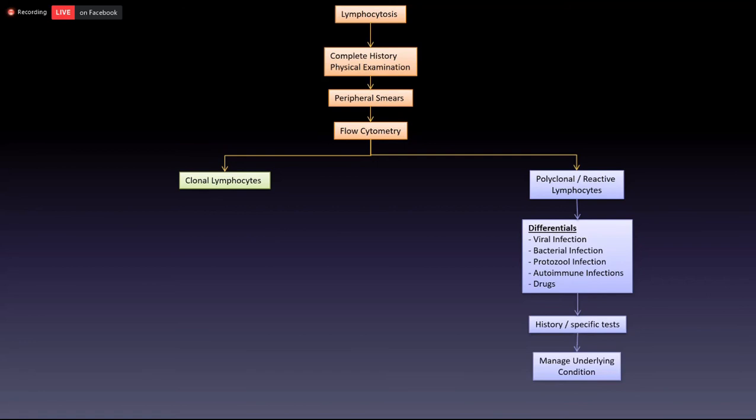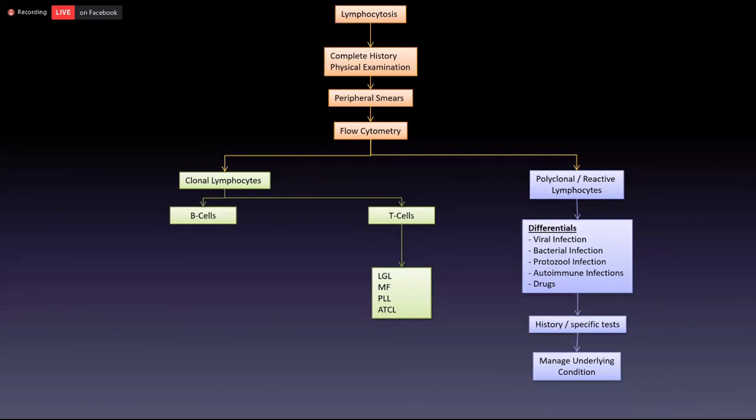By the way, the majority of lymphocytosis in reactive conditions is due to an underlying condition. If you take care of the underlying condition, the lymphocytosis generally goes away. So on the left side, among the clonal lymphocytosis, you have T cell lymphoproliferative disorders or T cell lymphomas, and you have LGLs, mycosis fungoides, PLL, adult T cell lymphoma/leukemia, etc. Among B cell, you have the B cell lymphomas.